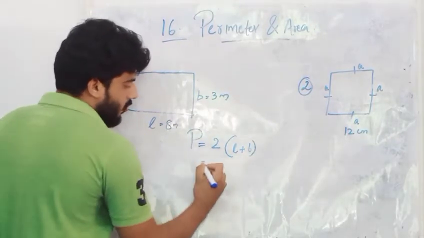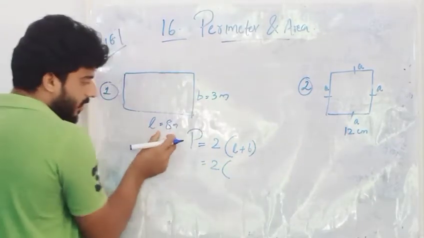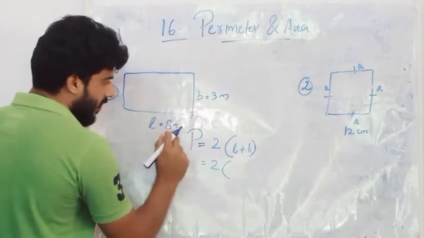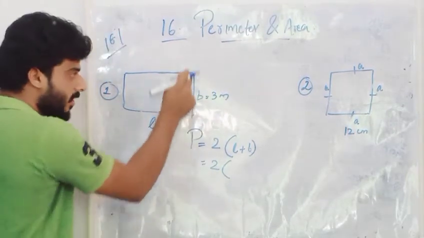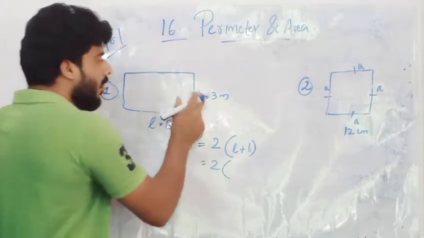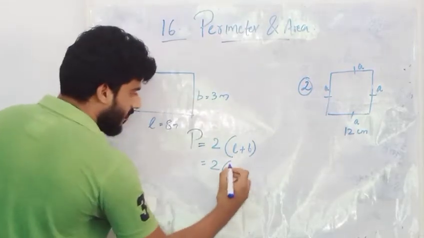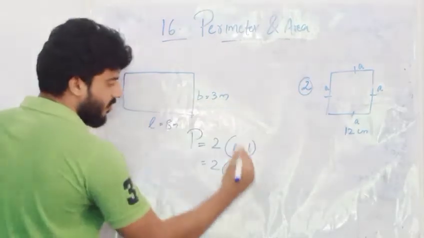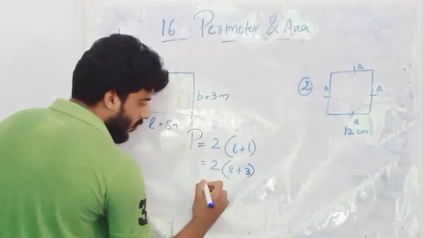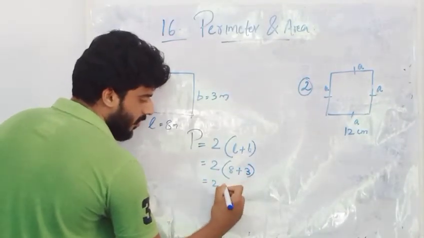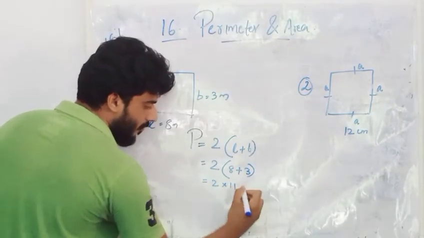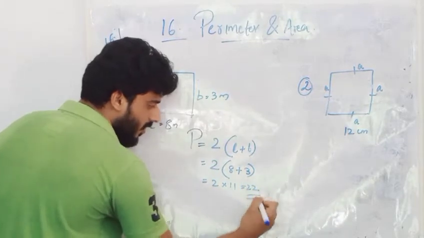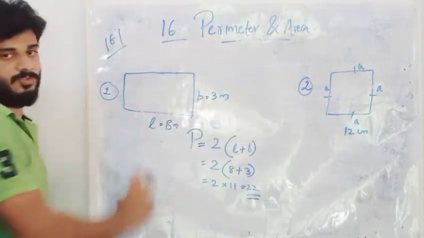So 2 into, length is given here as 8 meter. This side is length, the long side will be length, and the short side of a rectangle will be breadth. 2 into (length, given as 8, plus our breadth, given as 3). So 8 plus 3 will be 11. So 2 into 11 will be 22, which is the perimeter of this rectangle.